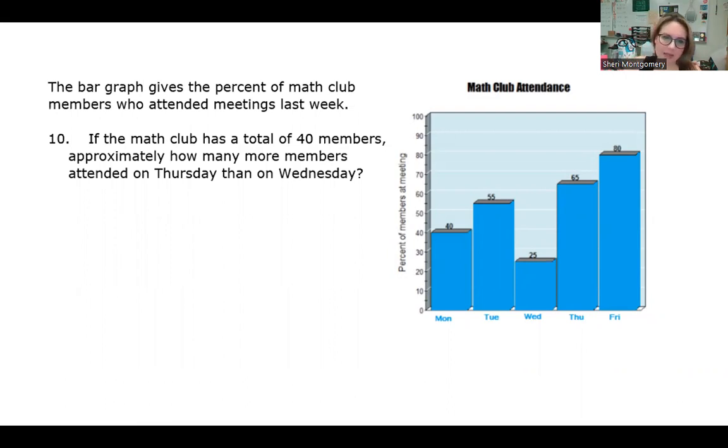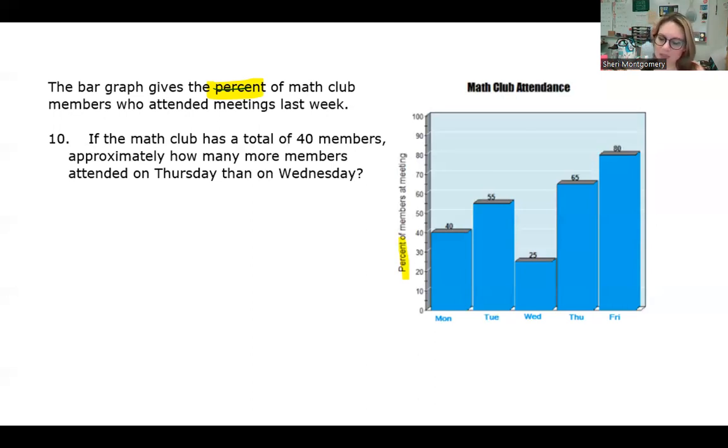On the back side, this says the bar graph gives the percent of math club members who attended meetings last week. So it is important that we know that this is written as percents. It says that these numbers are percents. This is kind of like a pie chart. But it says, if the math club has a total of 40 members, approximately how many more members attended on Thursday than on Wednesday? Well, on Thursday, it says 65, but it's not 65 people attended. There's only 40 members. It's 65%.